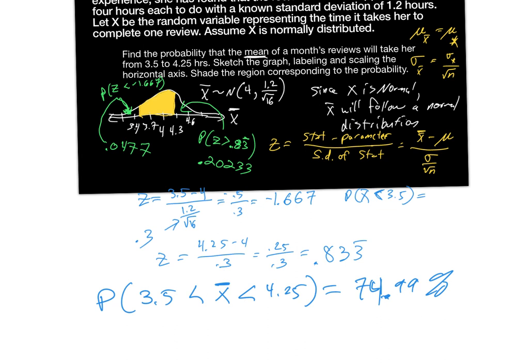And then I would write a sentence, which I leave you to do right now in the next minute maybe, before we go to the next one, where you write a sentence that basically says, there will be a 74.99% chance that the average time it takes to complete a month's reviews will be between 3.5 and 4.25 hours.